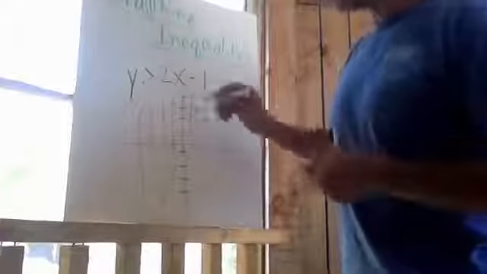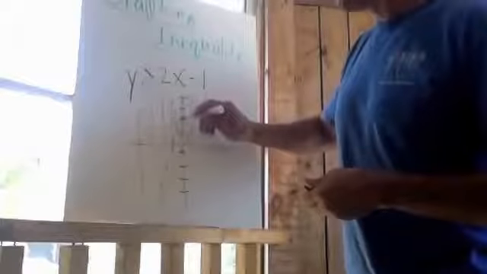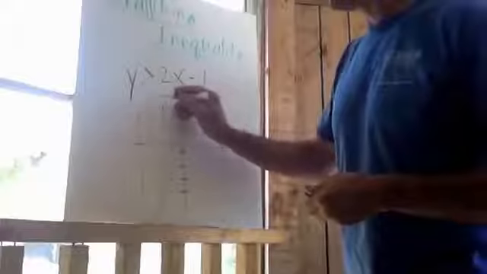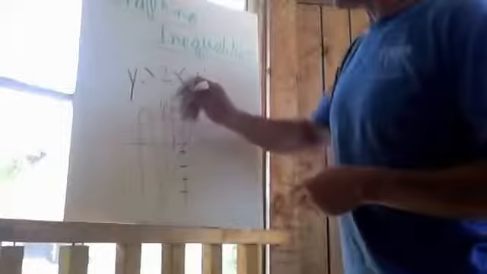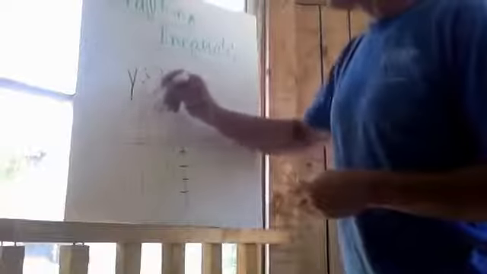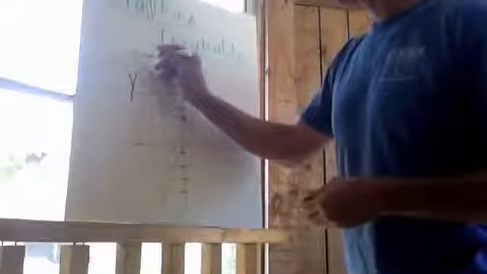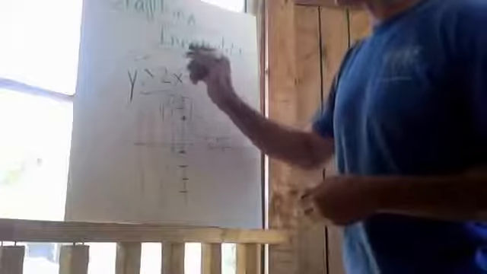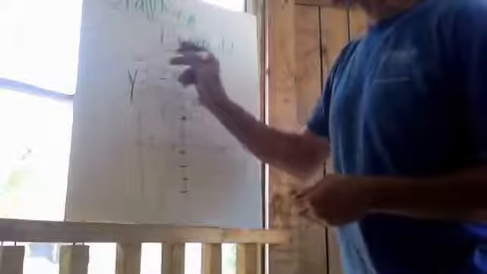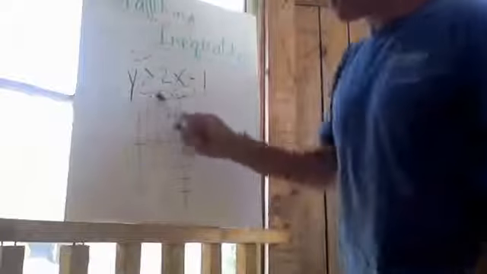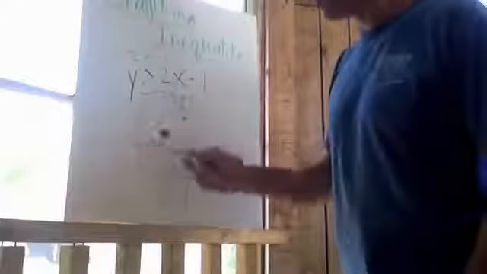If you don't believe yourself or you're not sure, just pick a point. Let's just pick right there. That is 0, 2. If I stick in 0 for x and 2 for y, it gives me 2 is greater than 0 times x, which is 0, minus 1. Is 2 greater than negative 1? Yes. So you know you're fine. You could pick any point in this area and it's all going to work out.